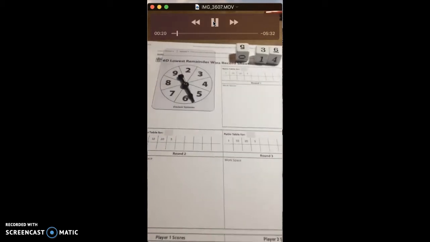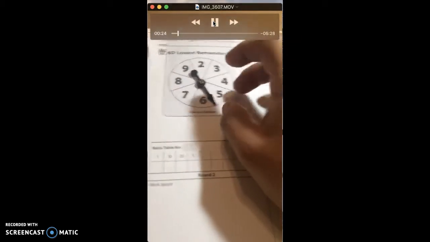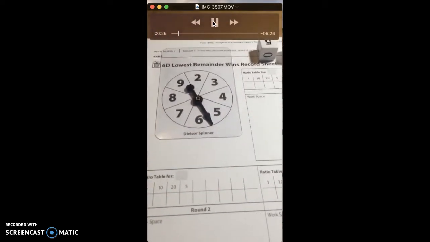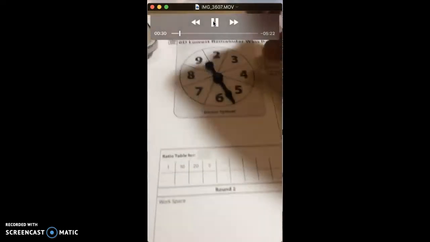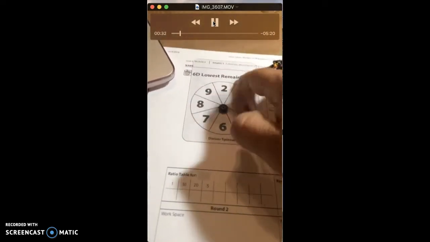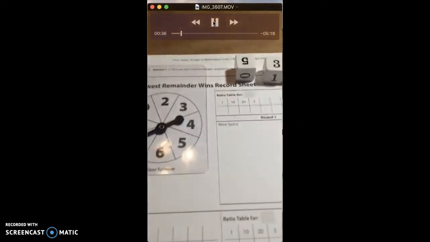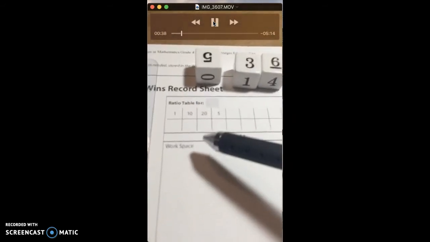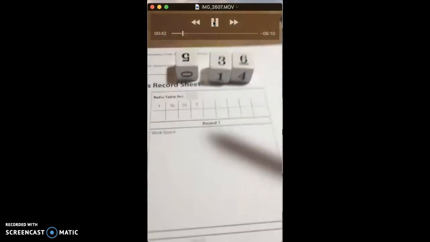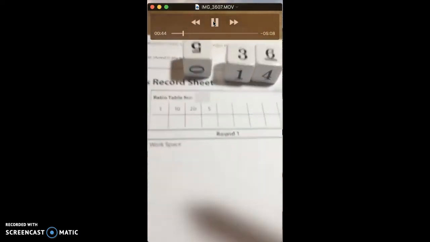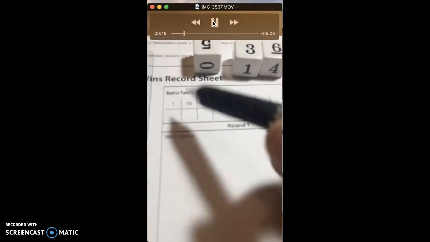After you and your partner decide who goes first, the first person will spin the spinner to decide what the divisor will be for his or her problem. So here we go. Our divisor is going to be 7. So my job as player 1 is to complete the ratio table on my paper using that divisor. I am going to be thinking out loud, and if I get stuck, my partner will help me.